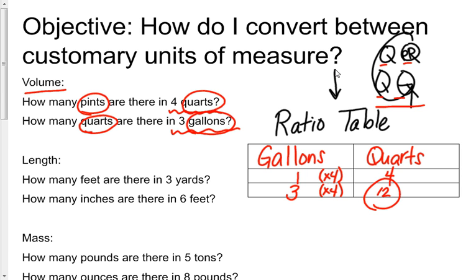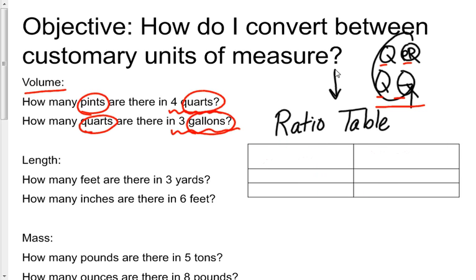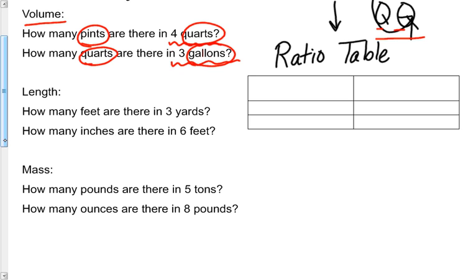Now I'm going to move on, and we're going to talk about the same thing using a ratio table with length. So let's read what we have in length. And I'm going to change my color so we know that we're using a different form of measurement. Length. How many feet are there in 3 yards? I'm going to circle my units, feet and yards. Yards is bigger, so that goes first.